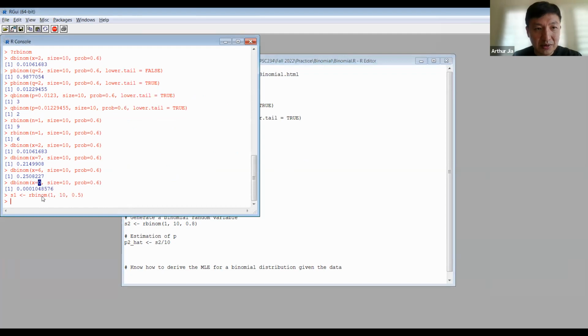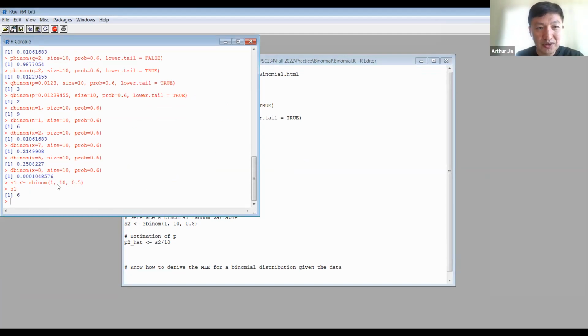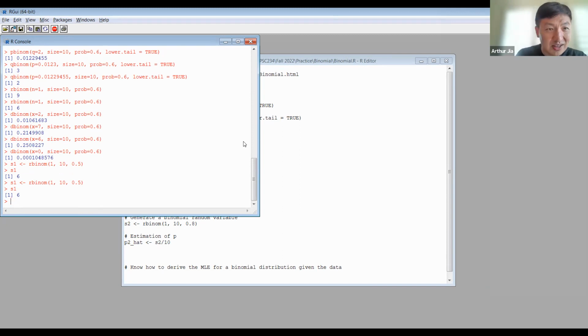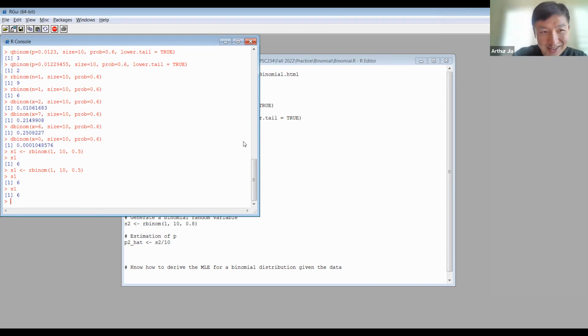So I just generate this one from this distribution. The p-value equals 0.5, right? We toss the coin 10 times and it comes out 6 out of 10 are heads. That makes sense, right? If we do this again, totally random, I toss the coin another 10 times. Let's see what is S1. Oh, another 6. That's good.